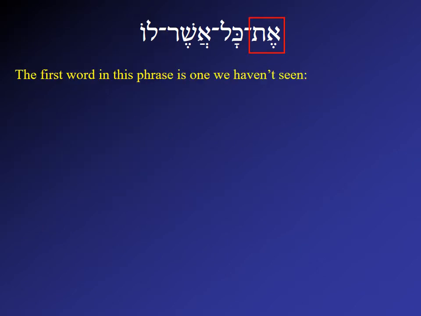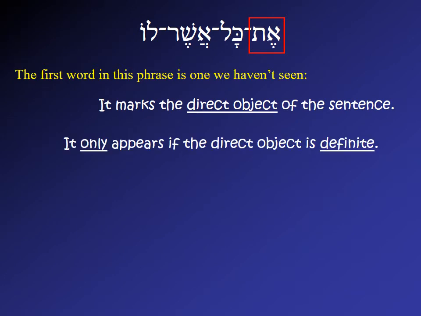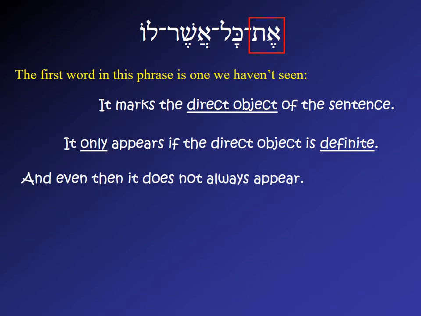Now the first word in the phrase is something we've seen, but we haven't really talked about formally. This is the word et, which is the marker of the direct object when the direct object is definite. So we can call this the sign of the definite direct object, or the SDDO. It only appears if the direct object is definite, and even then it does not always appear. So this is another one where if it's there, then it's indicating a definite direct object, but if it's not there, it is still possible to have a definite direct object.